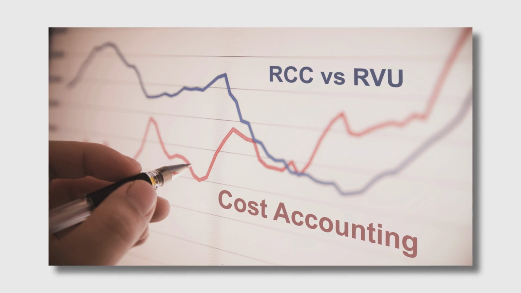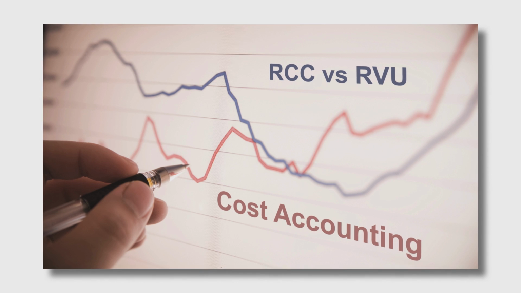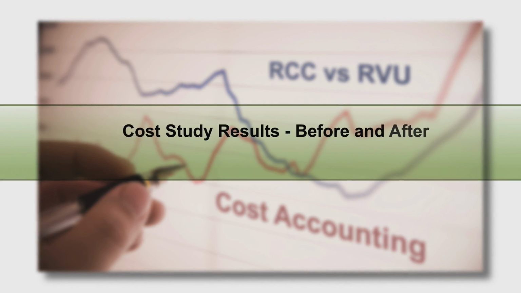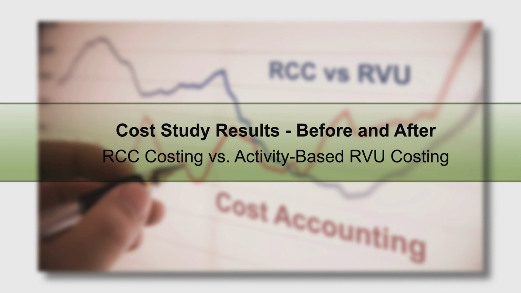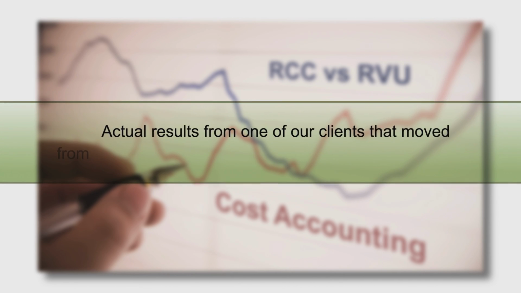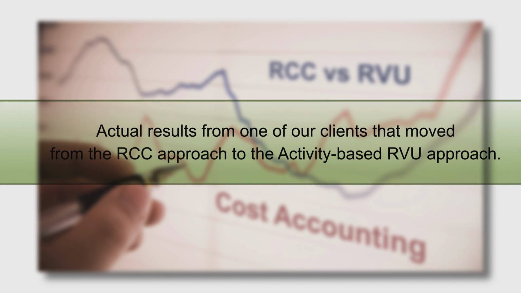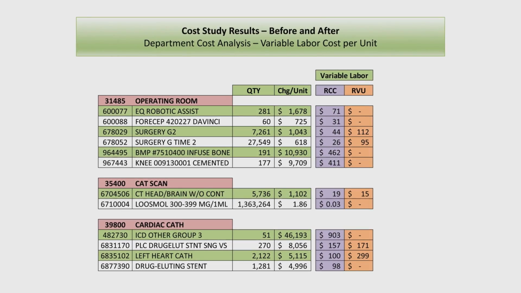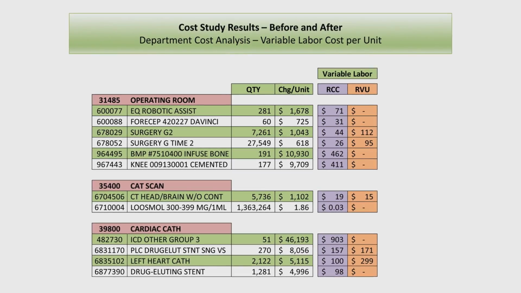The cost accounting methodology you use is critical to having the correct information for sound decision-making. The following is a comparison of the RCC and activity-based RVU methods. These are actual results from one of our clients that moved from the RCC approach to the activity-based RVU approach. Upon completion of the cost study process and the implementation of our eSimon cost accounting system, we created the following analysis. This clearly shows the impact of the activity-based RVU methodology.